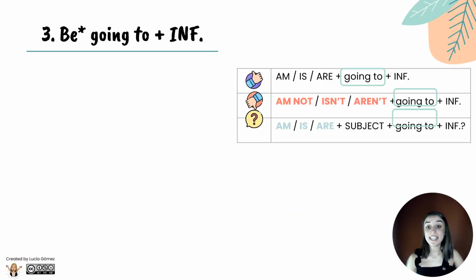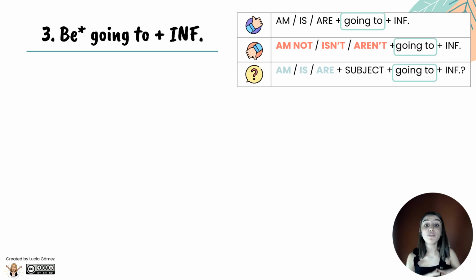Great, so as I was saying, this is the structure. After going to, we are going to insert the infinitive, okay? So remember that it's compulsory to conjugate the verb to be. Es obligatorio conjugar el verbo to be y es más.